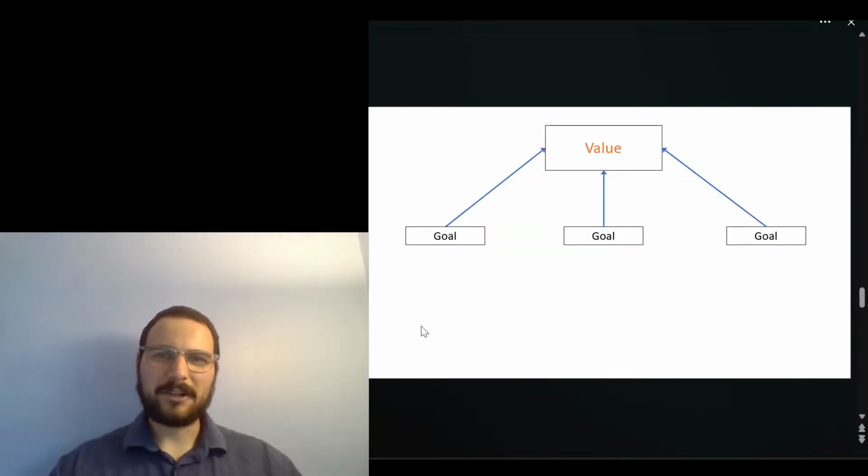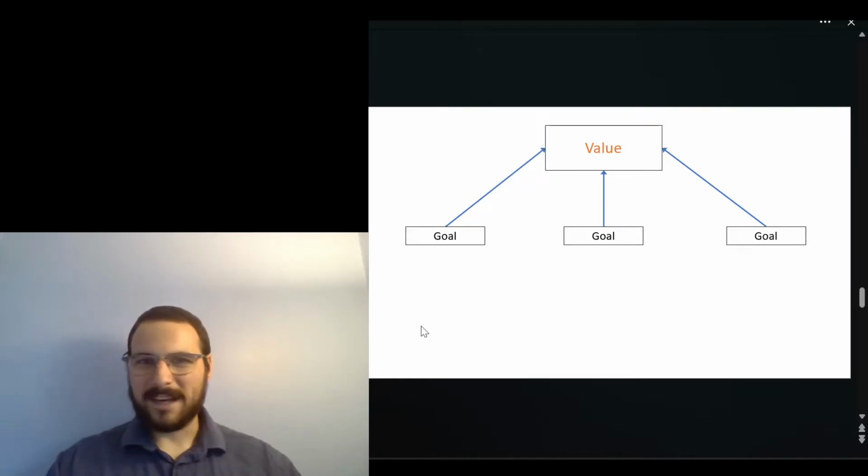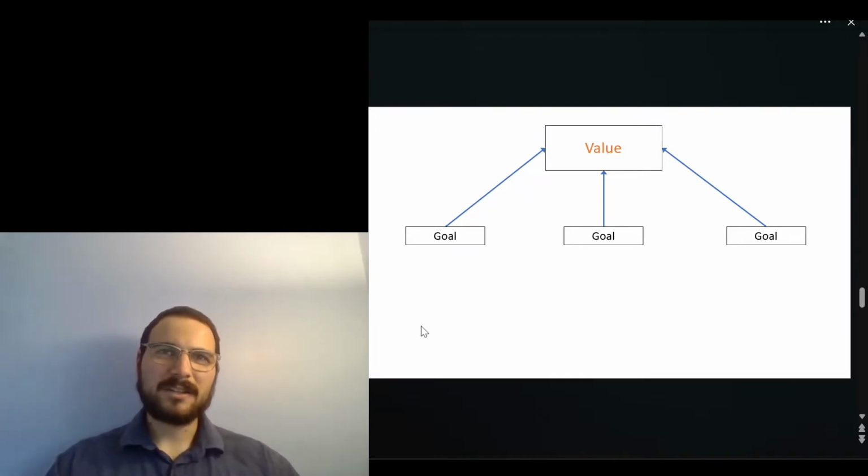A lot of times values are called higher order, like higher level goals. A lot of times they're more abstract than goals. Goals are very concrete. They're things that you can take specific actions to achieve. Whereas a value is something that's a little more abstract, but there are a lot of actions along the way, or smaller goals, that can help you get closer to that value.